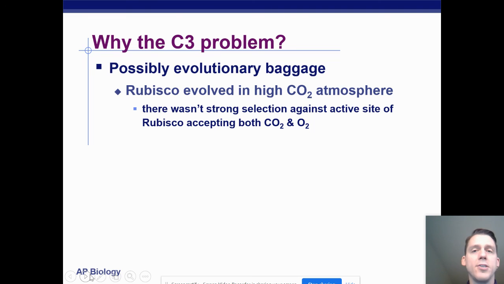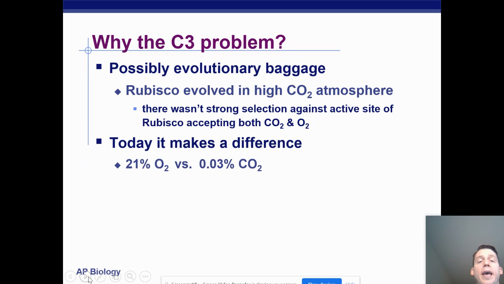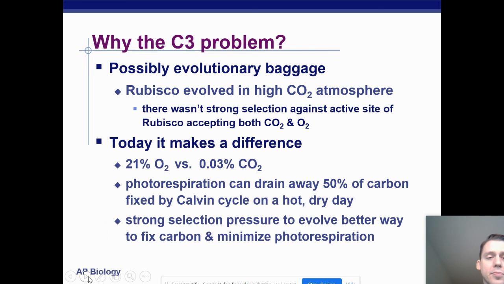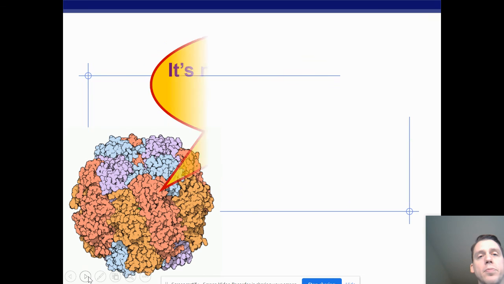So there was not a strong selective advantage if it accidentally fixed a little bit of oxygen. It wasn't that big of a deal because there wasn't that much oxygen back then. Today, the atmosphere is different. There's way more oxygen than CO2, and we have this problem. But the solution is working and has worked already to fix this problem.